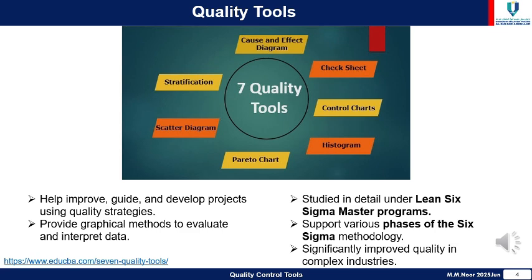So these quality tools help improve, guide, and develop projects using quality strategies. They also provide graphical methods to evaluate and interpret data. All these quality tools are studied in detail in the Lean Six Sigma master programs, and they support various phases of the Six Sigma methodology, significantly improving quality in complex industries.